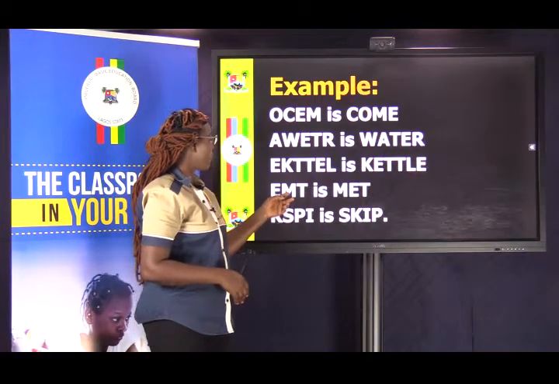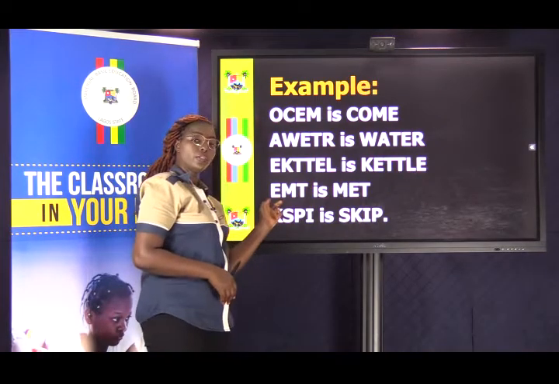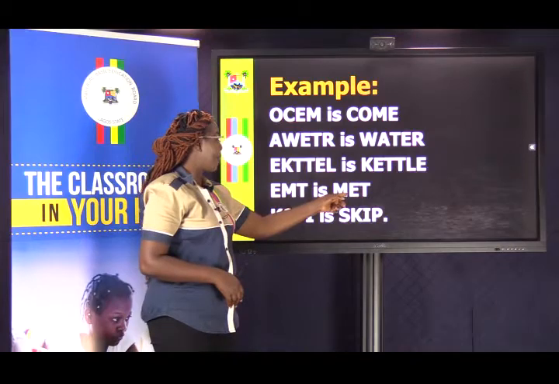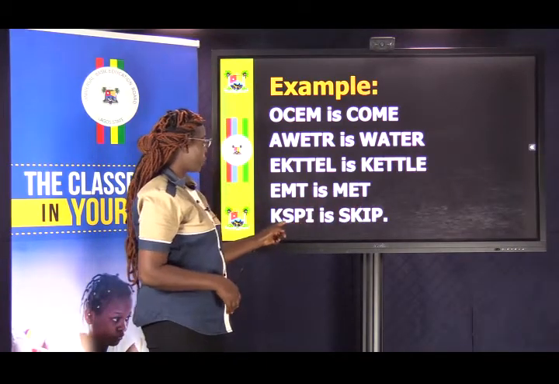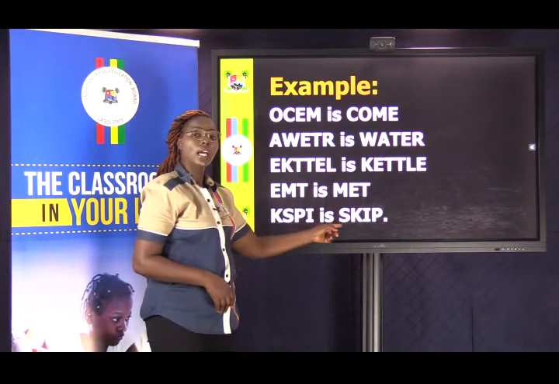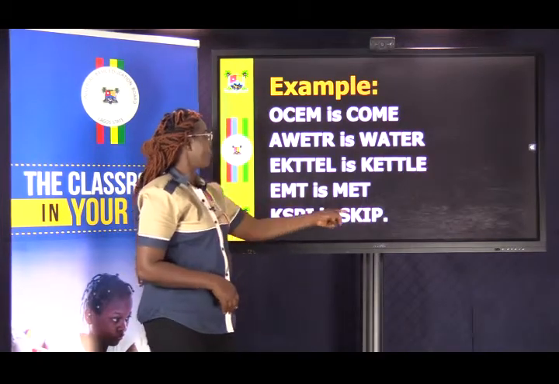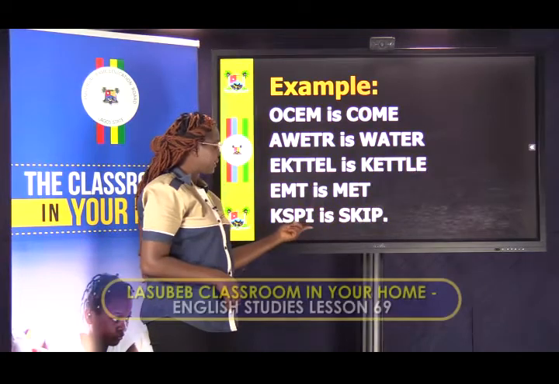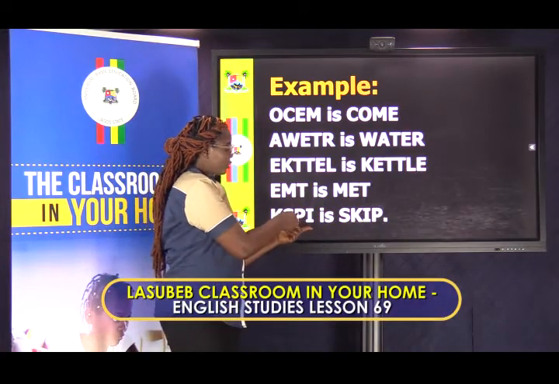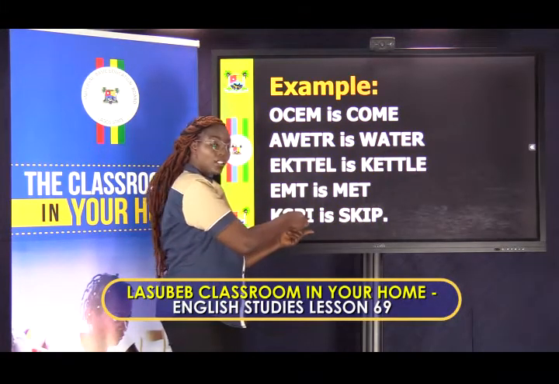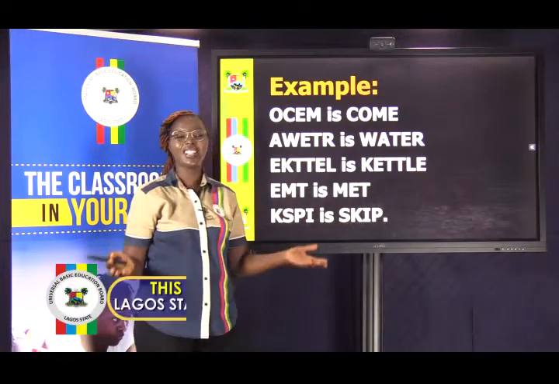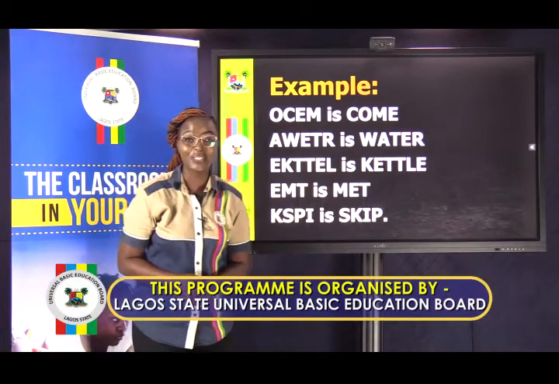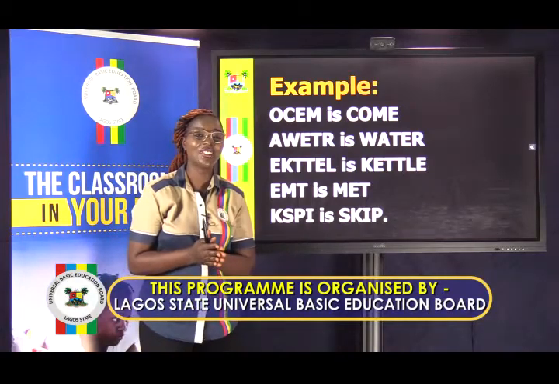While this also, M came first, E, the first one, came to the space of M, and the last one, T. And this one also, S came first, K followed, and I picked the next two. I came to the space of P, and P came to the space of I. Is that okay? And I got skip. Just a simple trick to it. You agree with me? Are you following, children?